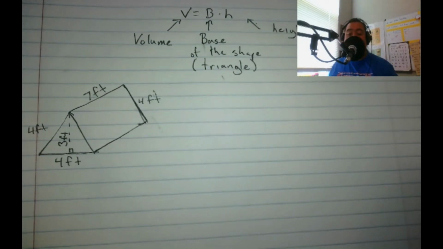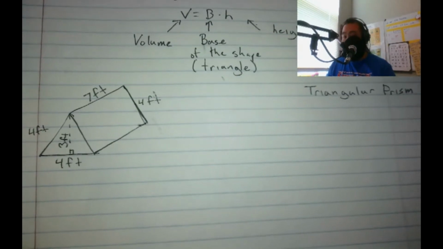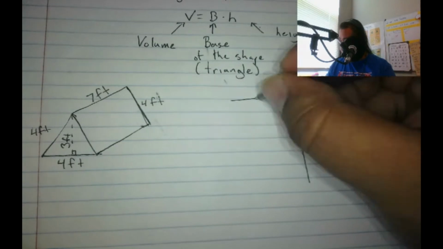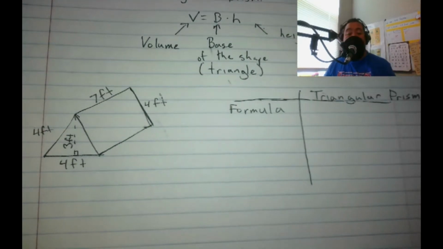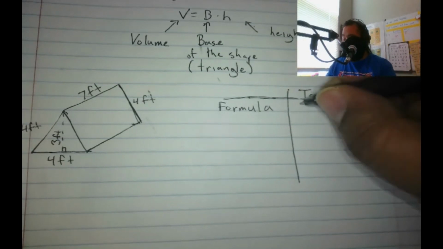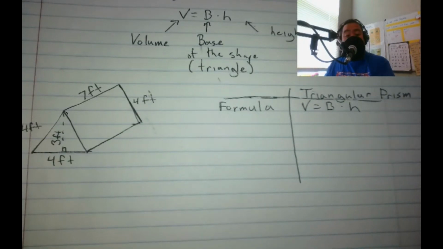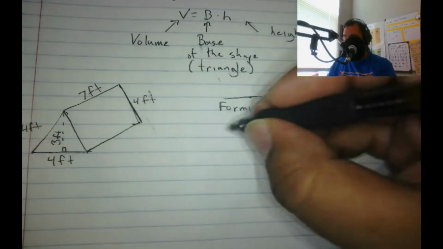Alright, so here we have our shape, our triangular prism. Whenever I'm trying to figure out the volume of my triangular prism, I like to start off by setting up my table. Our first step is we have to write down that formula so we know what we're solving for. So when I'm looking for the volume of my triangular prism, I'm going to use the formula V equals big B times H. My next step is I'm going to plug in some values, so I'm going to do some substitution.